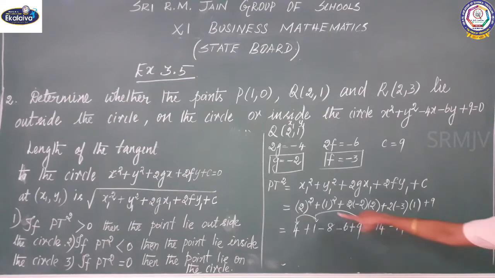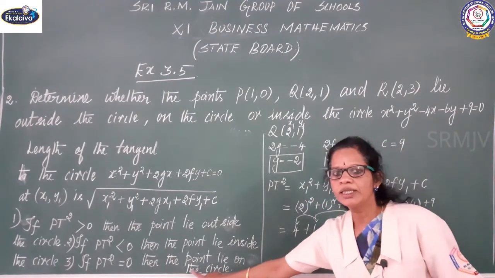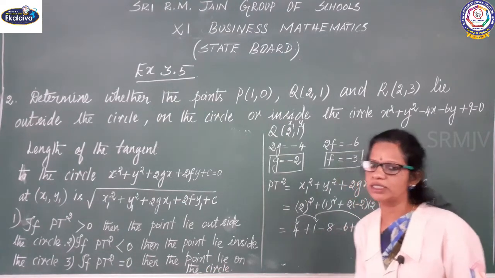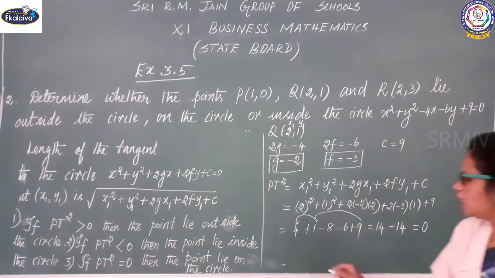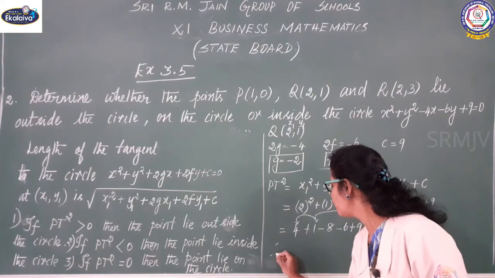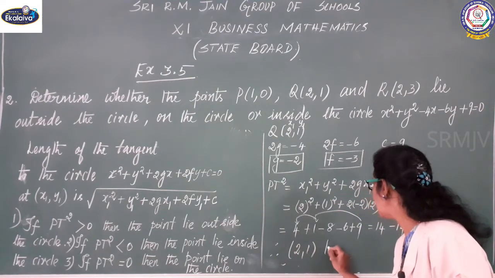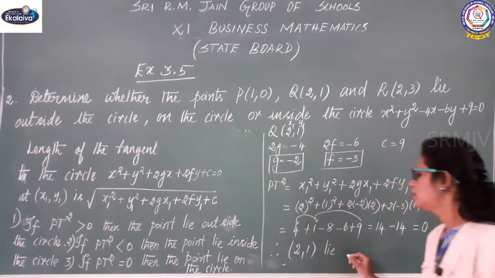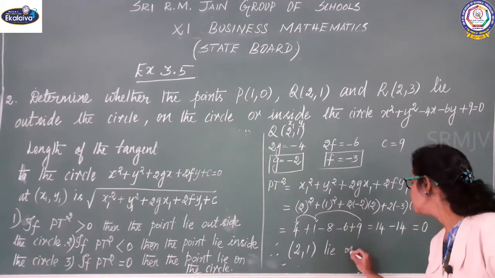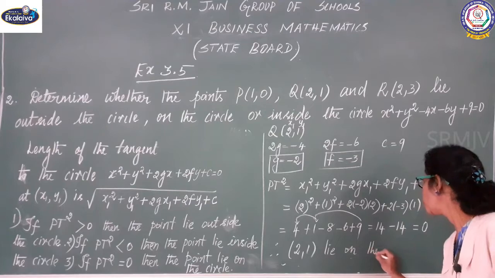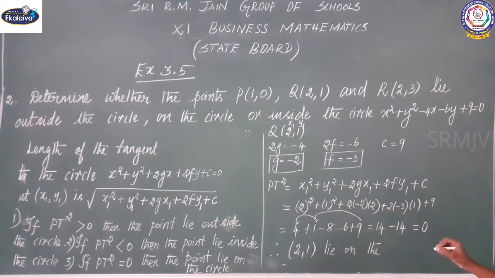Now you see PT square equal to 0 means what is the condition I said? The point lies on the circle. Therefore, 2 comma 1 lies on the circle, right?